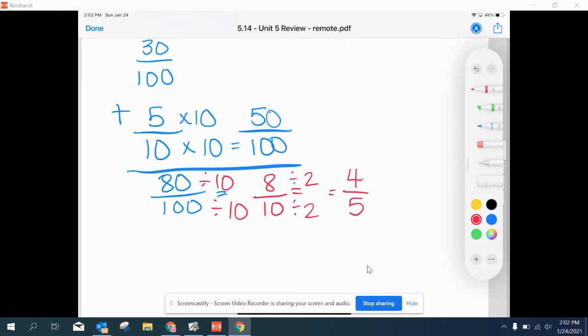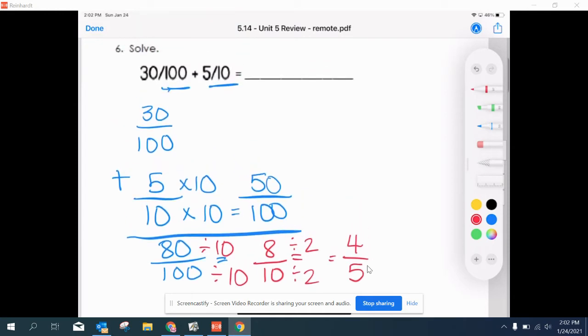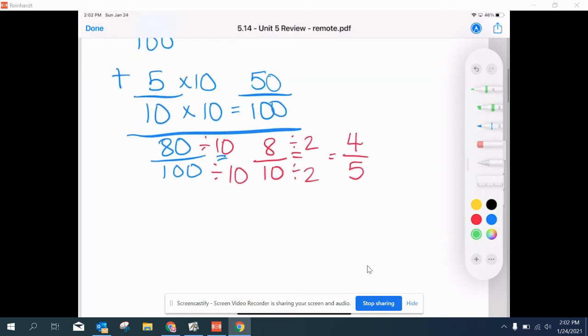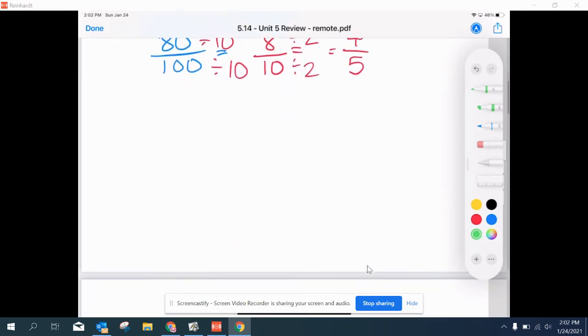Now, I had mentioned maybe I can do it into tenths. So should we try it again? Let's do 30 over 100 plus 5 tenths and see if I can make them both into tenths. So I started out with 30 over 100 and 5 over 10. Since 5 over 10 is already 5 over 10, I don't need to change that one. Is there any way to make 100 into 10? Well, we just had a hint before.